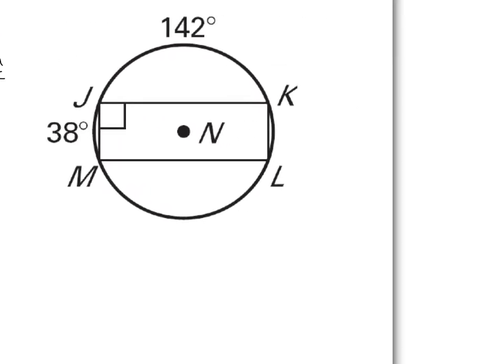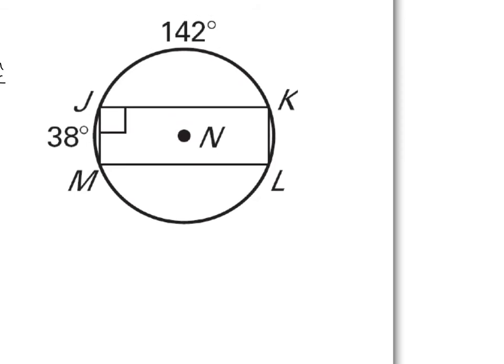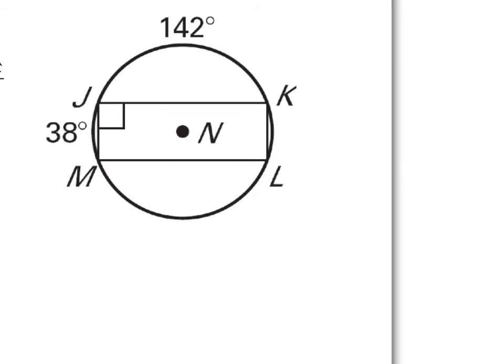Okay, this one's a little bit more challenging. As I look at this one here, I see that arc JK is 142 degrees, and arc JM is 38 degrees. And you'll notice that these two distances right here, JK and ML, are the same. This happens to be a rectangle in this shape. So if that's the same, then that means that arc ML is 142 degrees. Okay, arc ML is 142 because those two distances are the same.